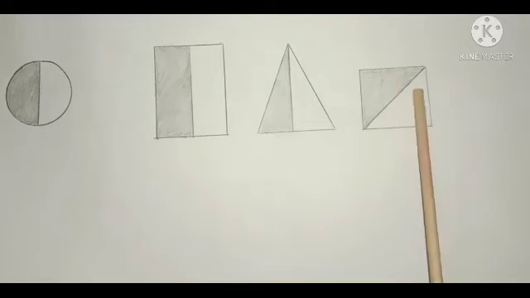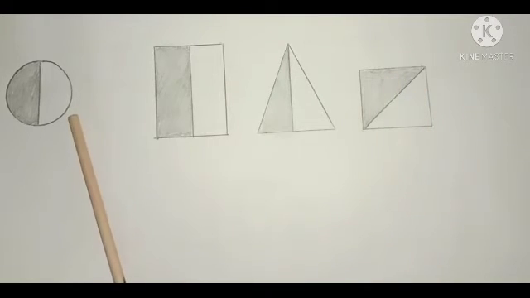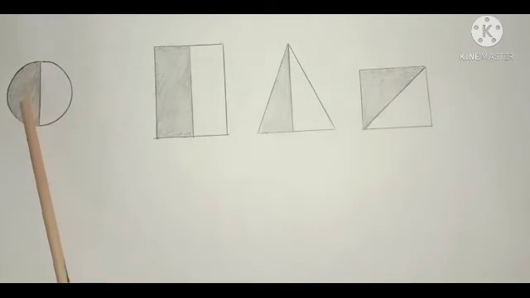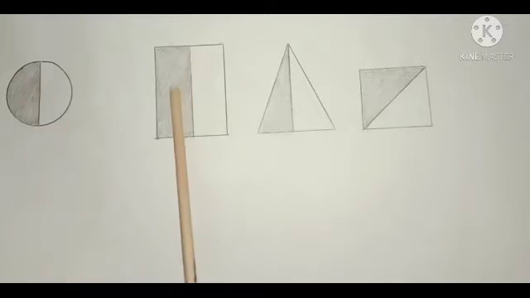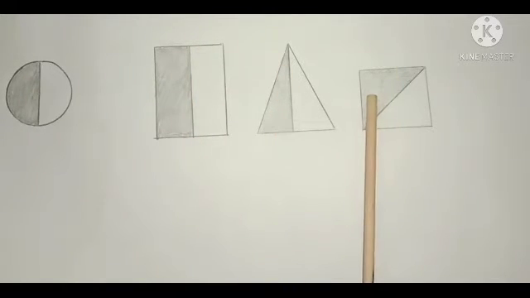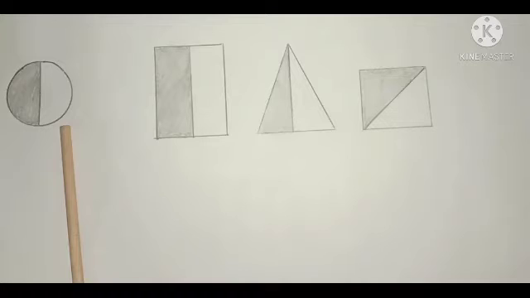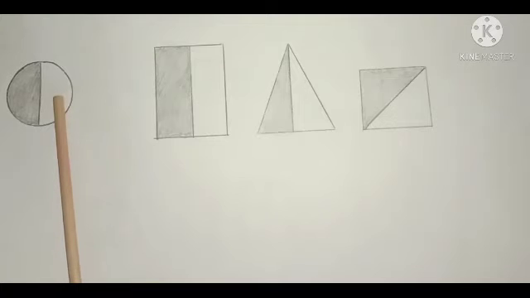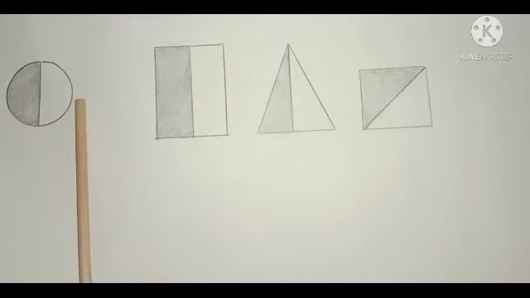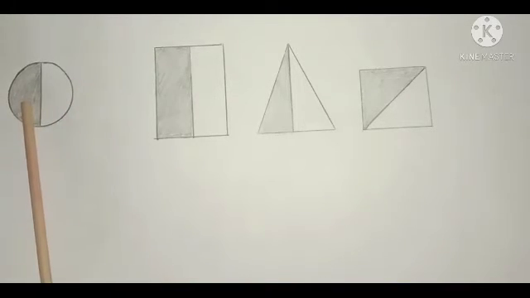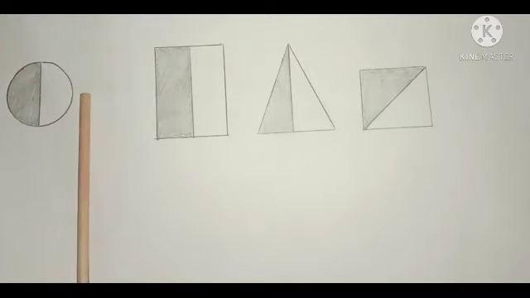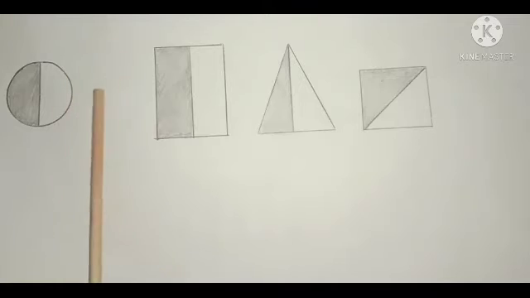Children, here the shapes circle, rectangle, triangle, square are divided into 2 equal parts. In the two equal parts, one part was shaded. The shaded portion was 1/2 and the unshaded part was another half.